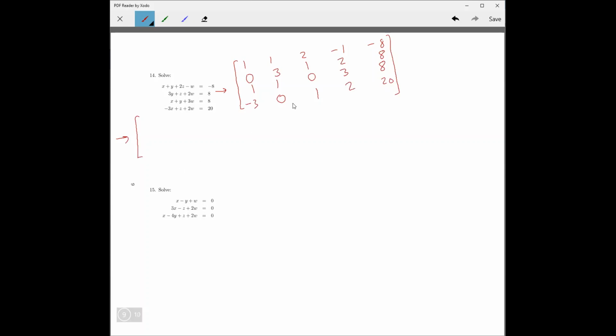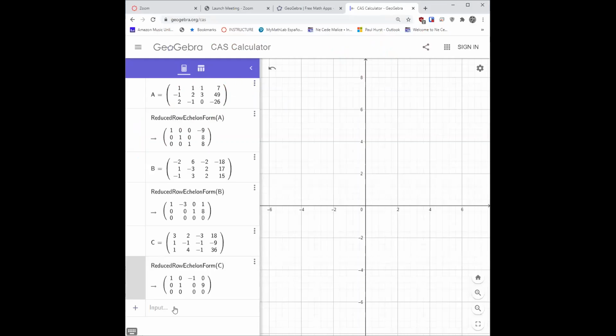Okay, so let's just do this in GeoGebra. So what do we have? 1, 1, 2, -1, -8, and then 0, 3, 1, 2, 8. 0, 3, 8. And you got to put commas in here. If you don't put commas, then you're also going to be messed up.